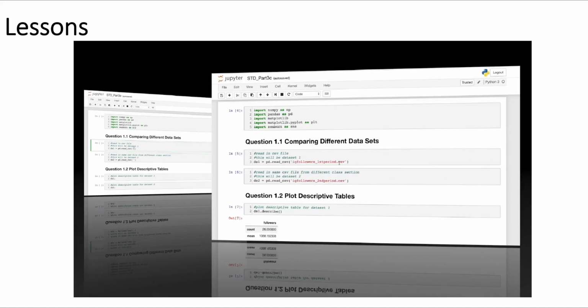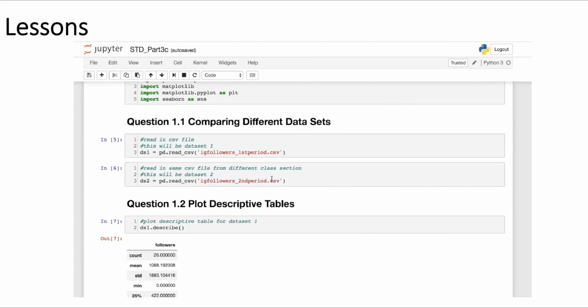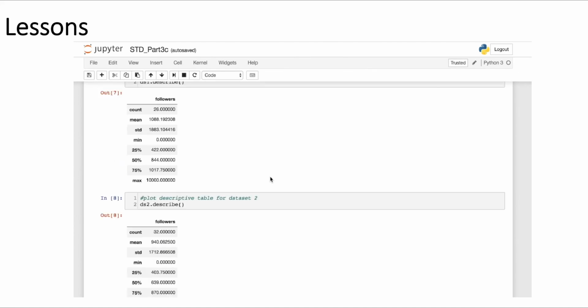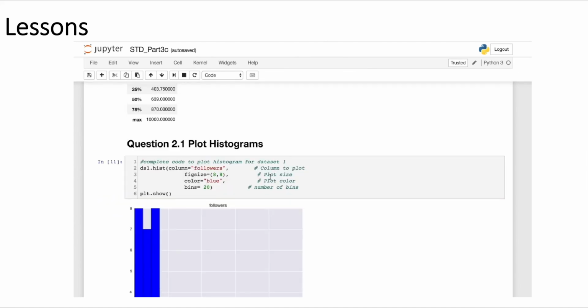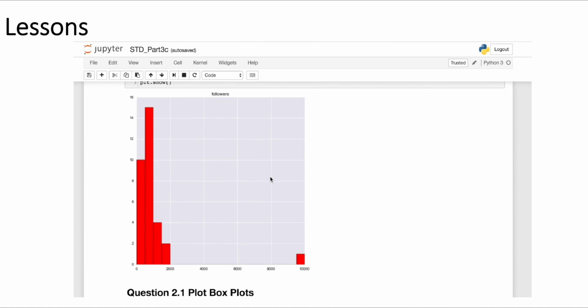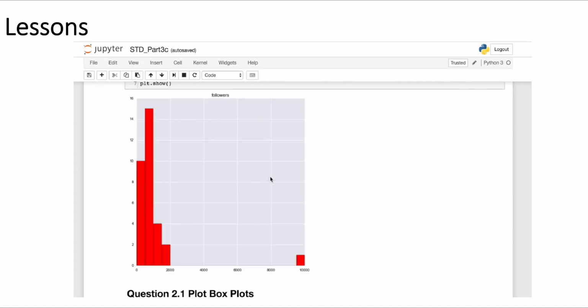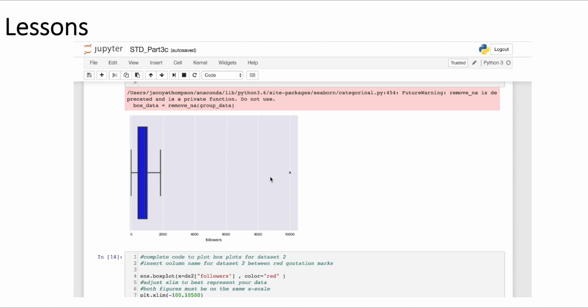Before this last lesson, students completed a survey. The teacher compiled datasets by period and asked students to make comparisons between the 2 classes. Again, students have to complete the code or debug to get results. Students plot descriptive tables, histograms, and box plots.